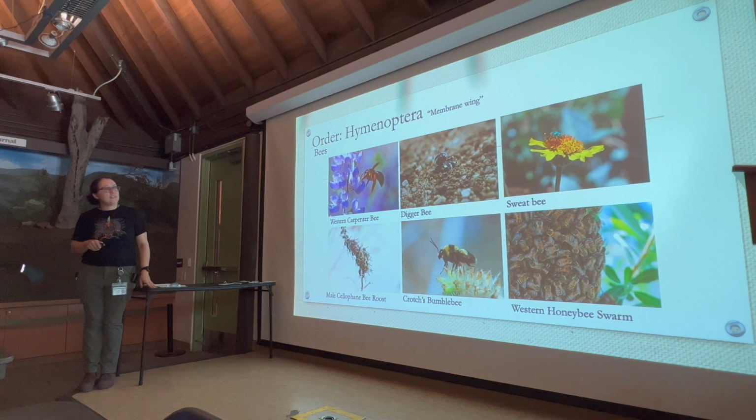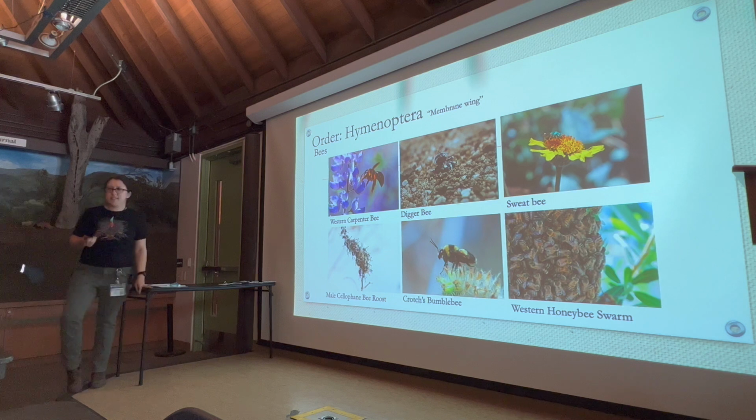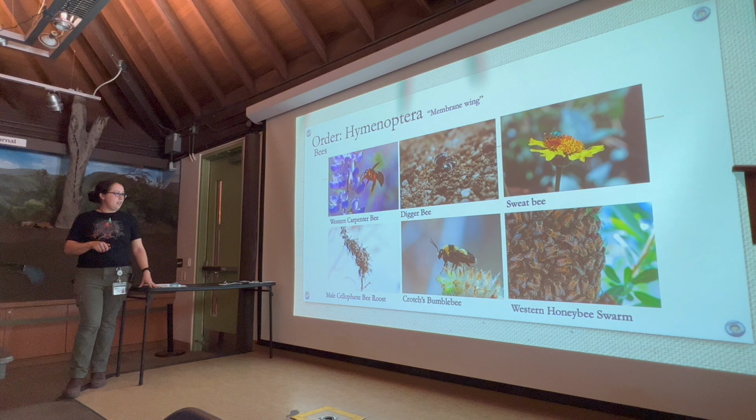Sweat bees are the ones that are very shiny and green. They're often on some of our Encelia. I don't know if you have that here, but what's really cool is that even though they're solitary, sometimes they will actually, this is a type of bee called a cellophane bee.